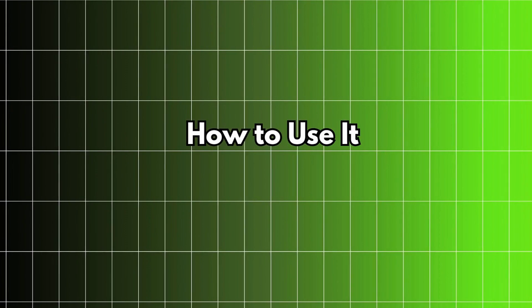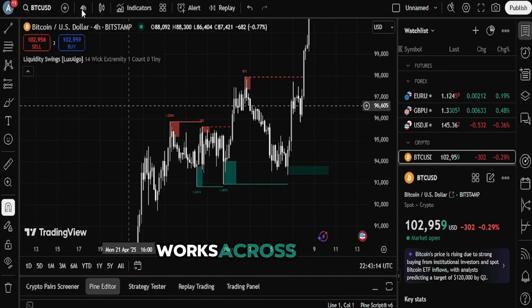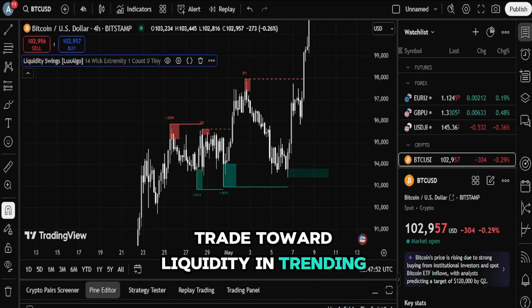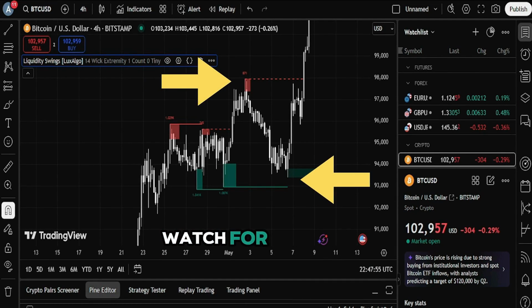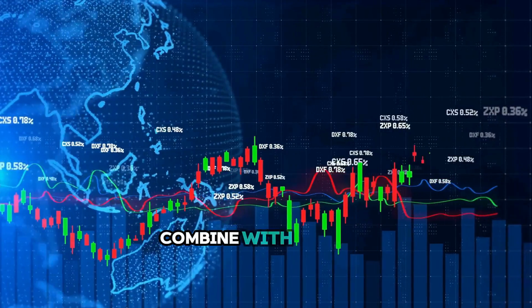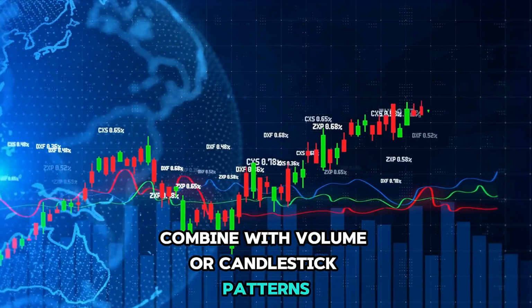How to use it. Works across all time frames. Trade toward liquidity in trending markets. Watch for rejection or breakout at liquidity zones. Combine with volume or candlestick patterns.